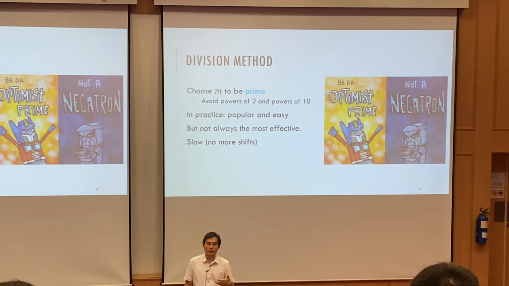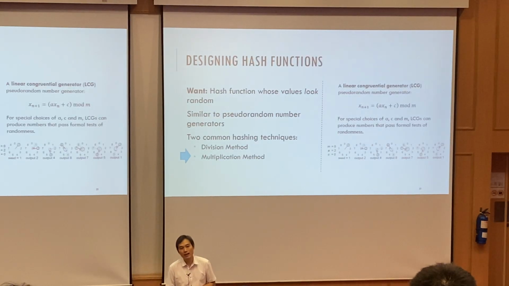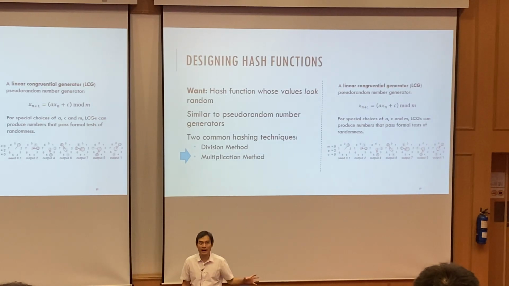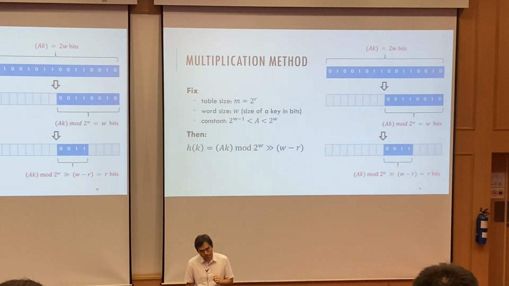In practice, this division method is popular and easy, but sometimes not the most effective. And remember, it's slow because you can't do shifts anymore. So this division method is very simple, but it had this caveat: you need to choose m to be prime.